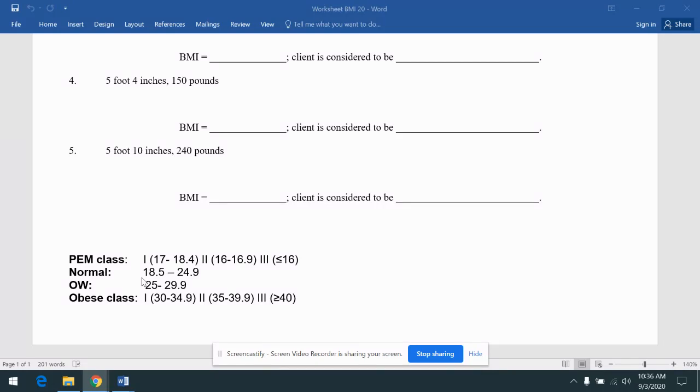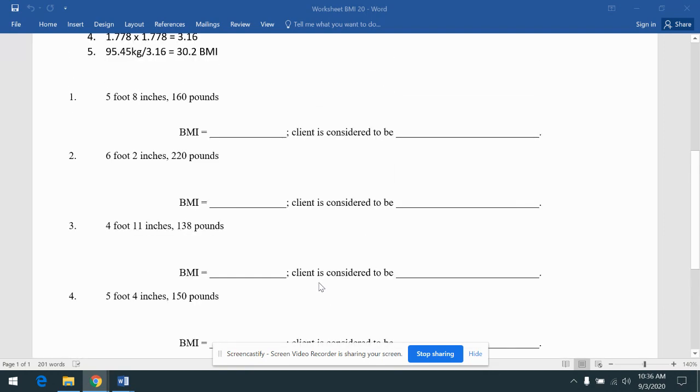A normal BMI would be anything between 18.5 and 24.9. And then we have our overweight class, and then finally our obese class. And you'll see there's class 1, class 2, class 3. When we get into chapters 5 and 6, we'll talk about the importance of being able to class somebody by their BMI in terms of insurance coverage for things like surgeries, weight loss drugs, weight loss counseling, things like that.